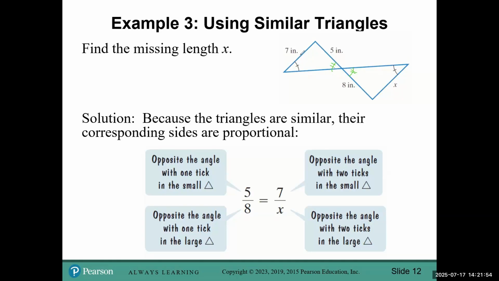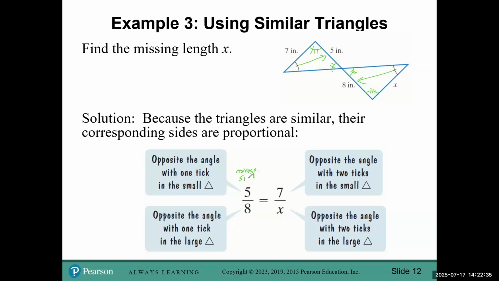And then what else do I know? Well, I know the angles have to add up to 180 degrees. So if these 2 are the same, the third one would have to be the same in order for both triangles to have 180 degrees. And so now what I can do is compare, and let's call this the angle with 1 mark. Notice that the side opposite the angle with 1 mark is 5 in this triangle, and it's 8 in this triangle. So these are corresponding angles.